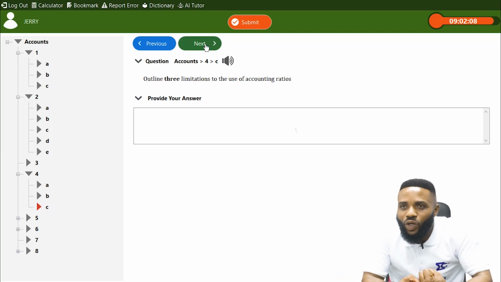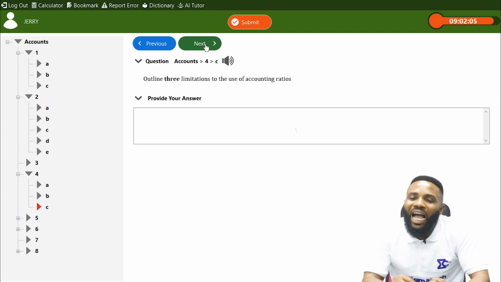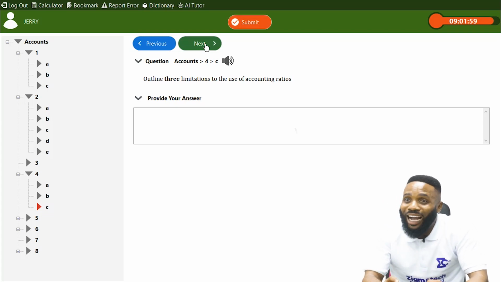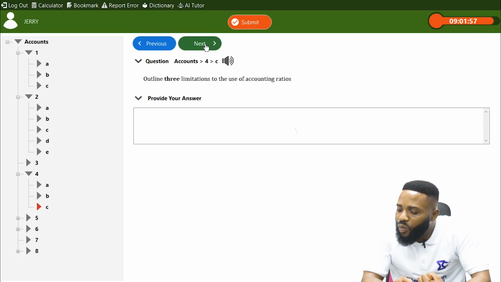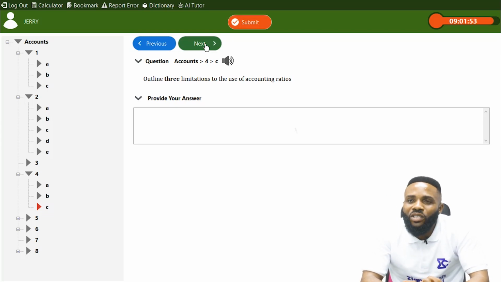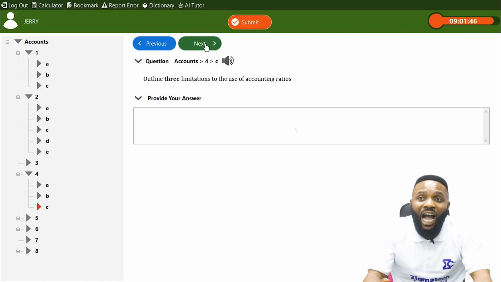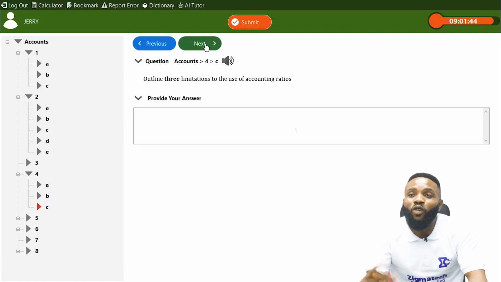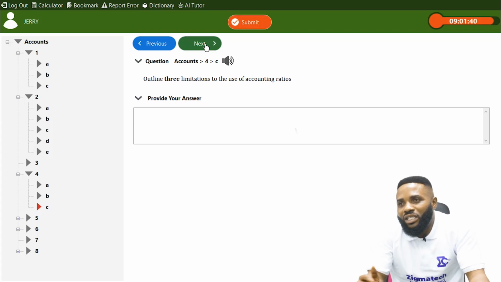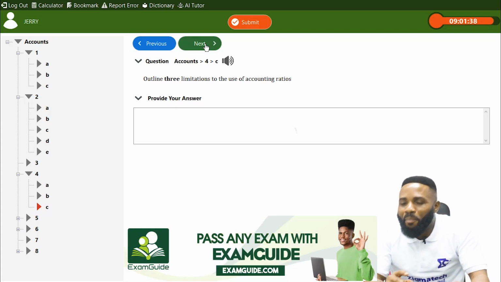So the first limitation is that the information is quantitative in nature. The second one is that it can be easily manipulated. Figures are the easiest set of information that can be manipulated. If you have 1 million here, just to remove one 0, it will give you 100,000. That's how simple it is. So it can be easily manipulated.